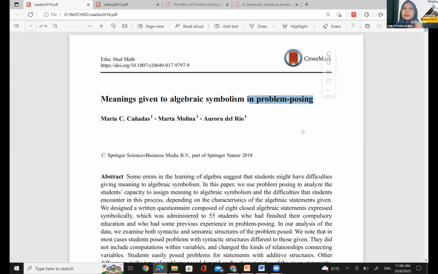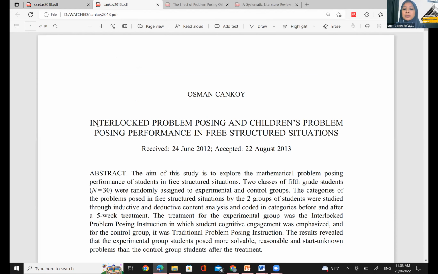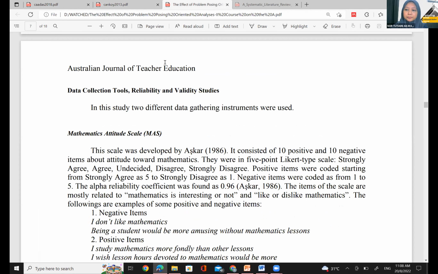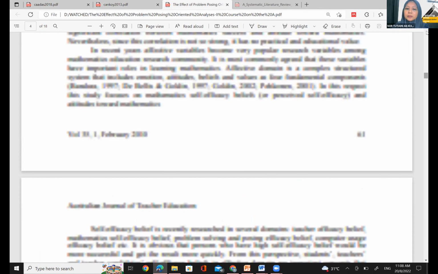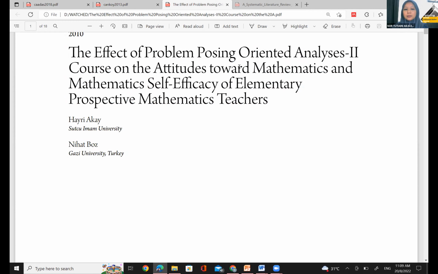Because the idea is we just type problem posing, it will bring out general articles about problem posing, not specific to our topics too. For example, the second article, I found that interlock problem posing and children's problem posing performance in free structured situations. Of course there is problem posing here, so it is closely related to our topics. And then perhaps the third article, we found the effect of problem posing. This one is on attitudes, but it's okay because there is problem posing here.